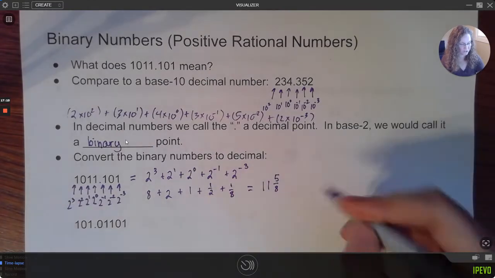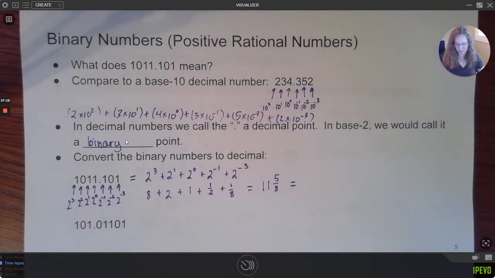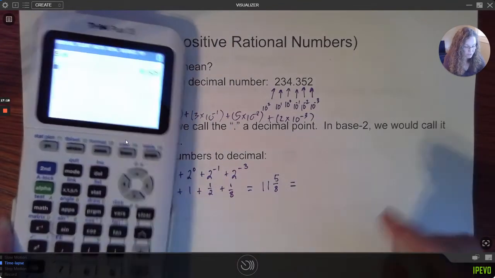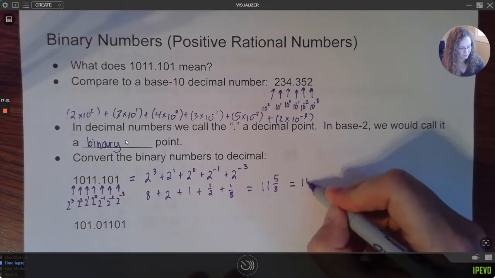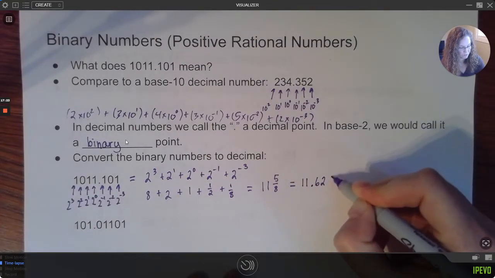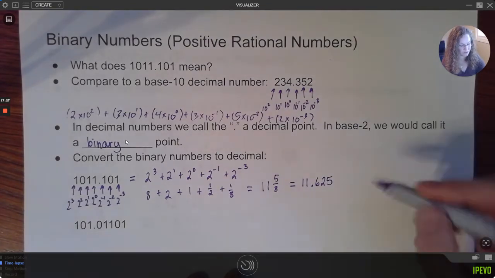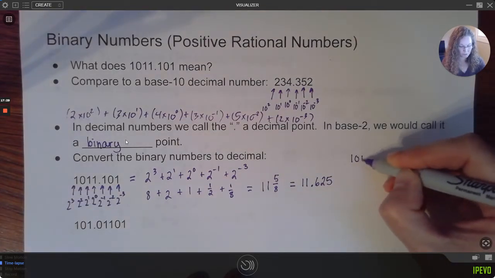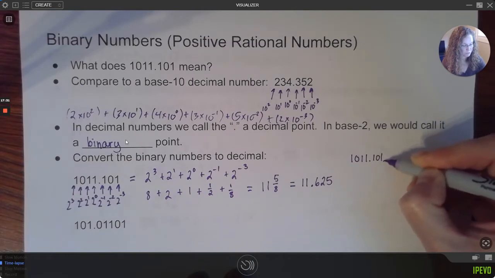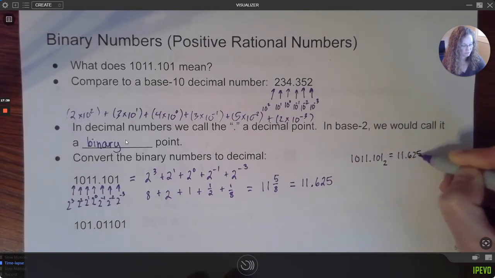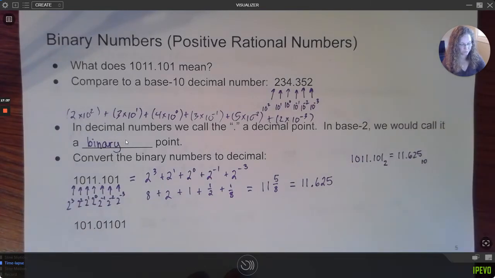That would be as a rational number if we wanted it as a decimal number with a decimal point. Let's see here, 5/8 is 0.625, so that would be 11.625. Okay, and so we could write this as 1011.101 in base 2 is equal to 11.625 in base 10.